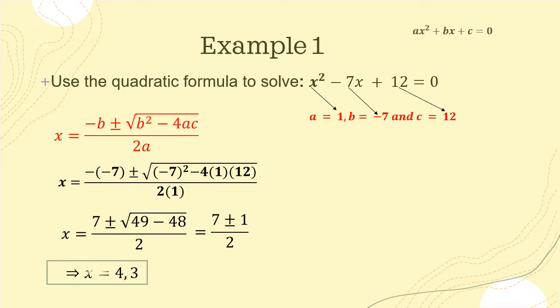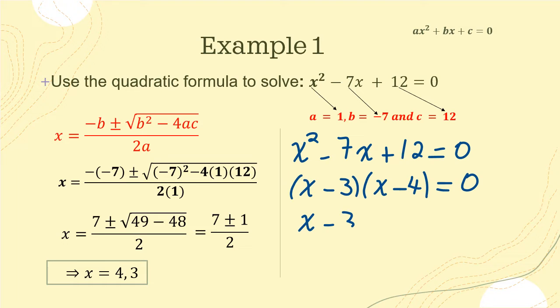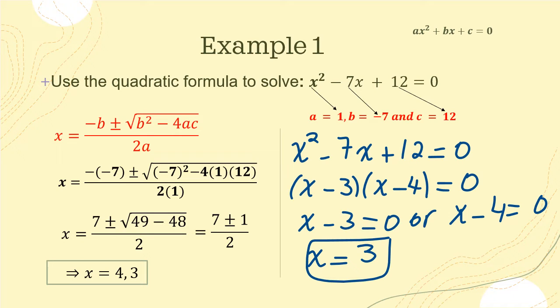Now after simplification, we know that the square root of 1 is 1. Therefore, we got x equal to 4 or 3. Now keep in mind this example can be factored, but we're practicing how to use the formula. So by the zero property, we get x minus 3 equal to 0 or x minus 4 equal to 0, which yields that x equal 3 or x equal 4. So keep in mind that this example also can be easily factored.